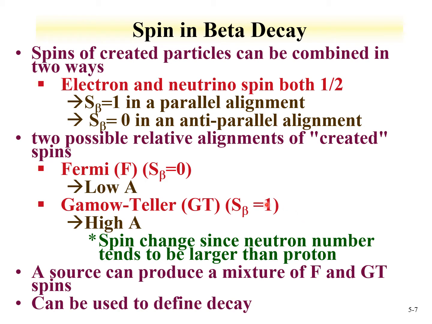This isn't true for Gamow-Teller, where as I go higher in A, I tend to have more neutrons than protons. So if I take a neutron and convert it to a proton state, that spin change will be non-zero and tend to be on the order of 1. Sources can have a mixture of Fermi and Gamow-Teller spins. These spin types can be used to define the decays.